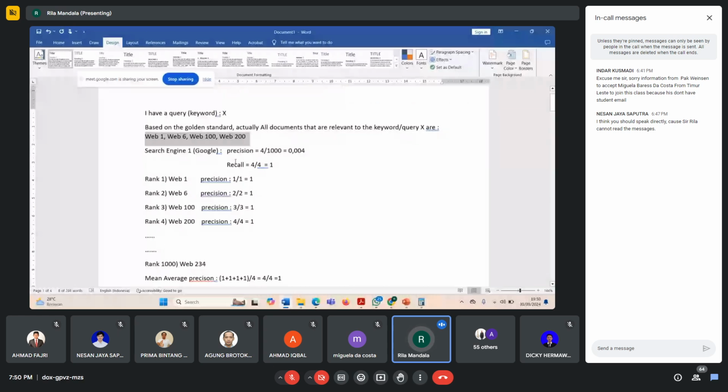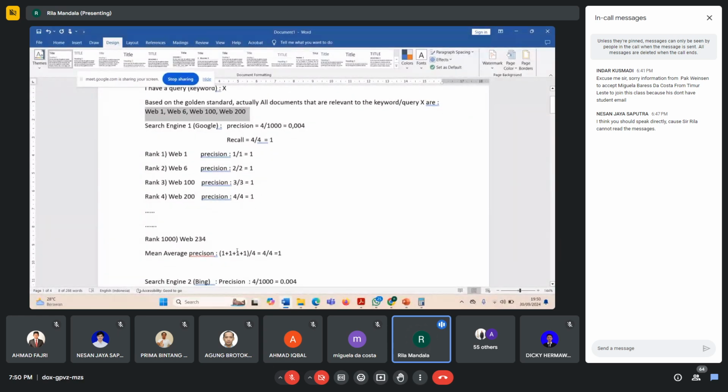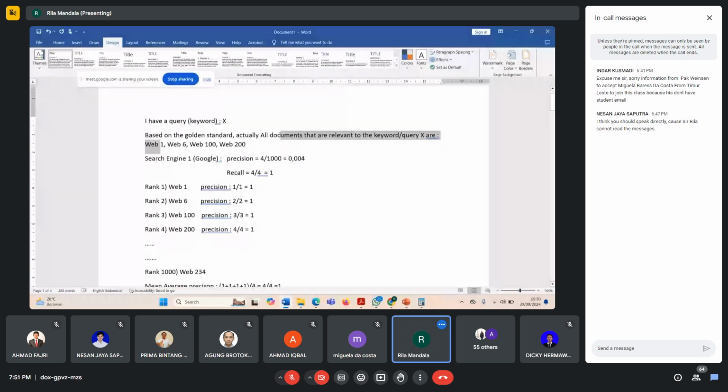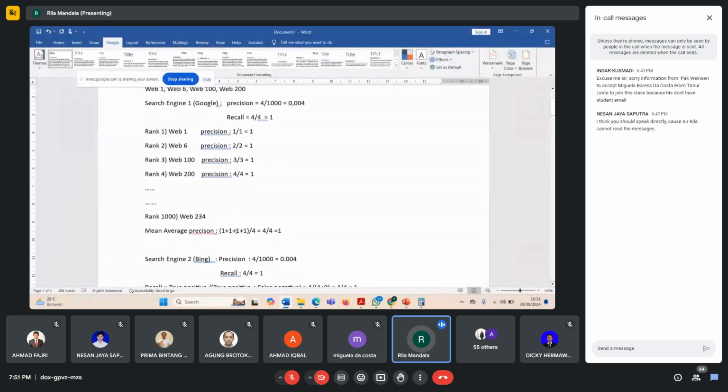So when we compute the average precision, where does this 4 come from? From humans, from the actual relevant. Where does the 1 plus 1 plus 1 plus 1 come from? From the machine, from the predicted relevant.